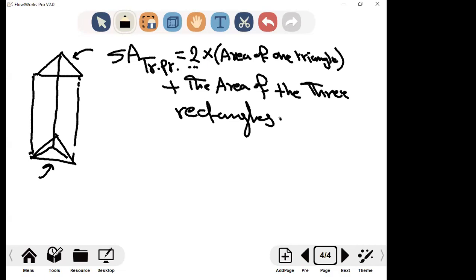right? Do you understand? The 3 rectangles are congruent like the triangles? No. So I will find each one alone. Got it? 2 multiply area of one triangle plus area of the first rectangle, area of the second rectangle, area of the third rectangle. And the area of the rectangle is length by width always. We have different numbers, that's all. Do you understand? Let's go to example 2.